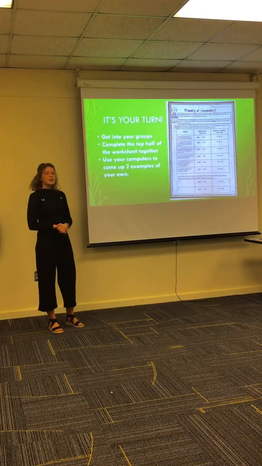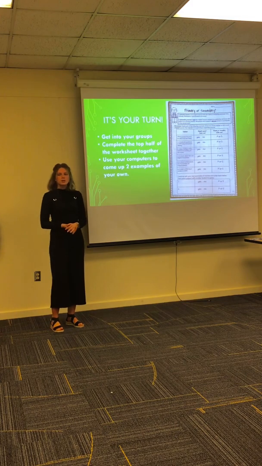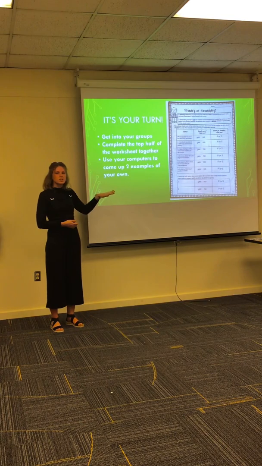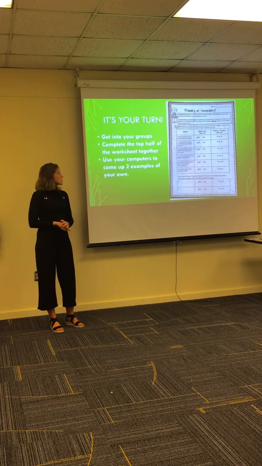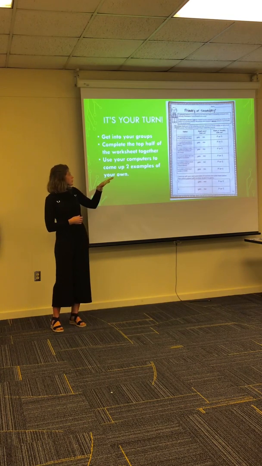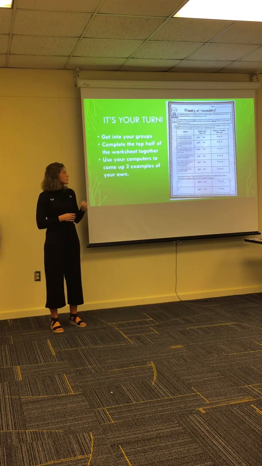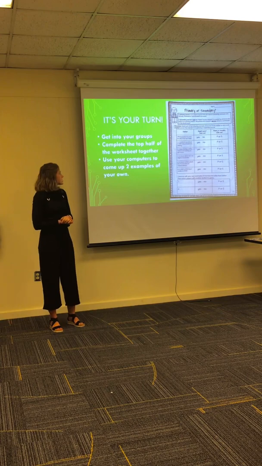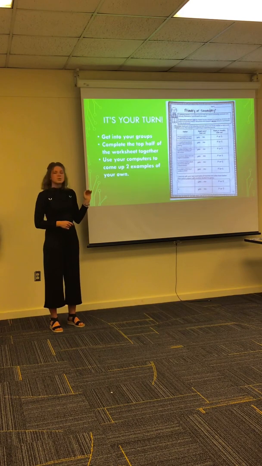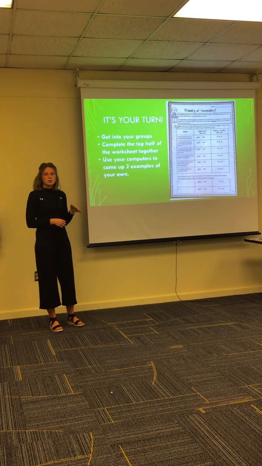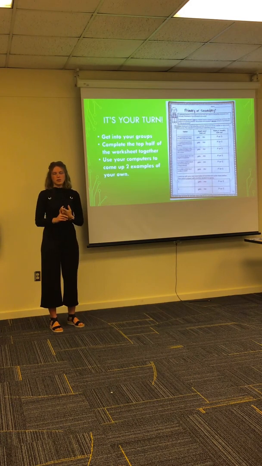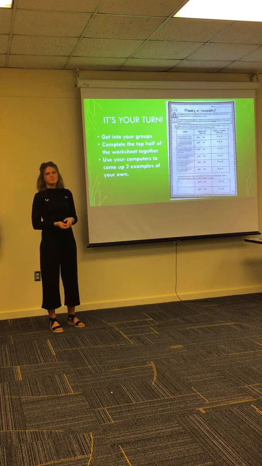So now at this point, I would split my students into groups and that would be their turn. So this is an example of the worksheet that we would do. They would get into their groups and they would complete the top part of the worksheet together, and they would have to identify whether or not the source was primary or secondary. And then at the bottom, they would have to come up with 2 examples of their own by using their computers to research different examples, and they would have to identify whether it was primary or secondary.